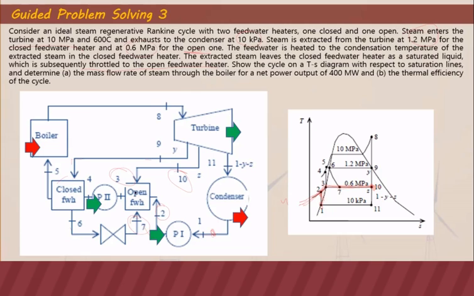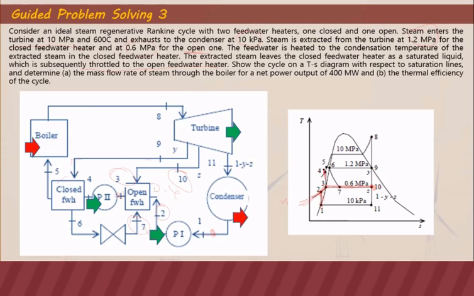And at the exit, all the entering fluid will enter the open feed water heater at 10, 2, and 7, and it will exit at point 3 here in the TS diagram. Then after that, it will have to be pumped again. So since the pressure is at 0.6 megapascal, for us to raise it to the boiler pressure, we have to pump it. So at point 3, we pump it to 0.4. As you can see here, we pump it to 0.4.